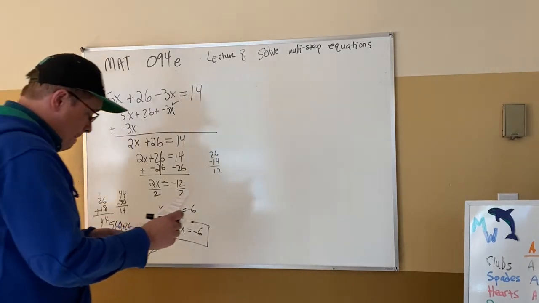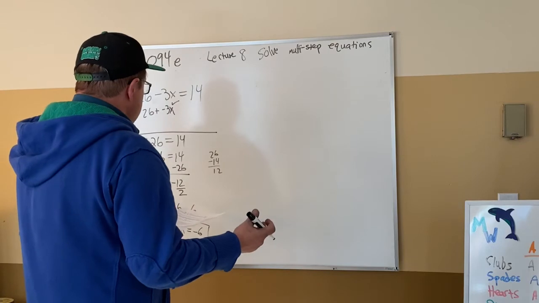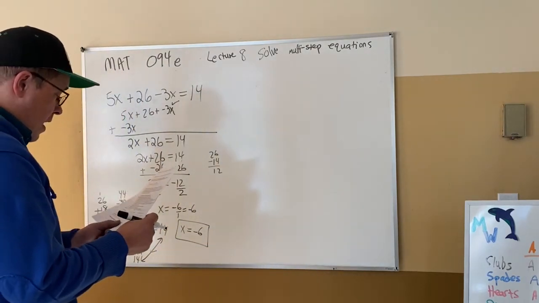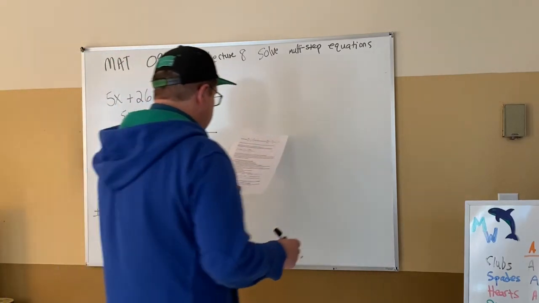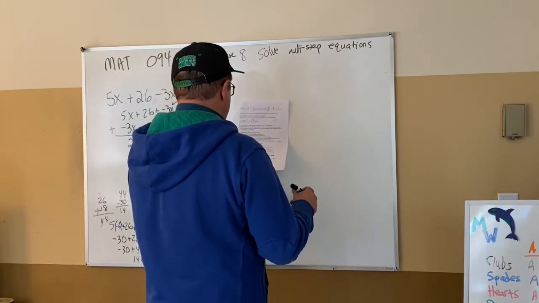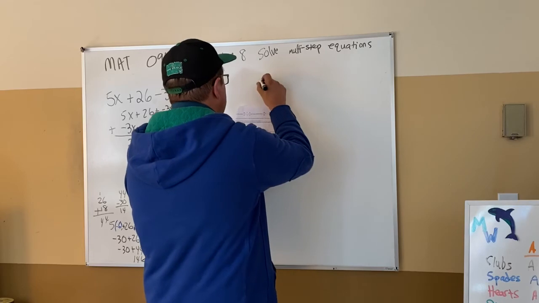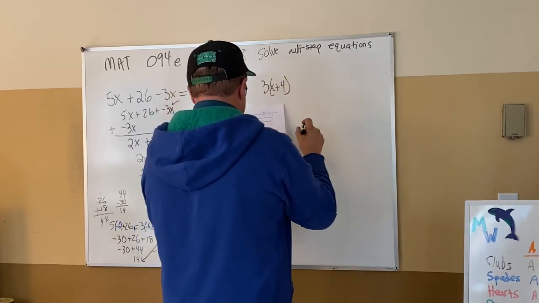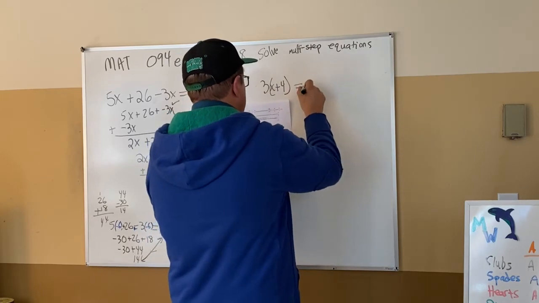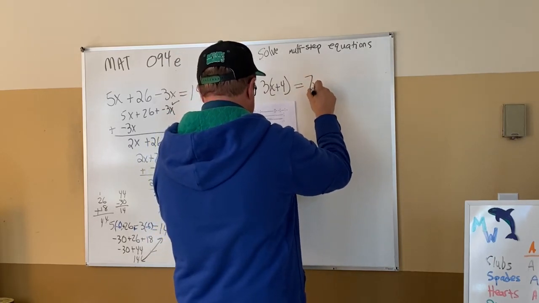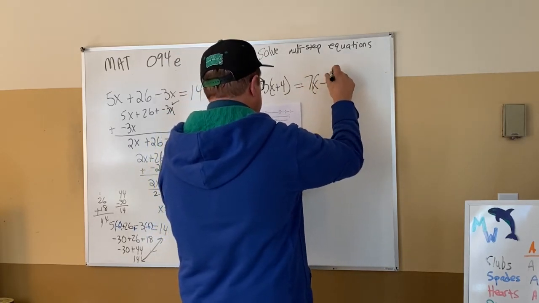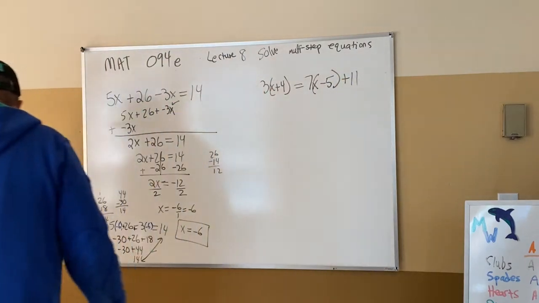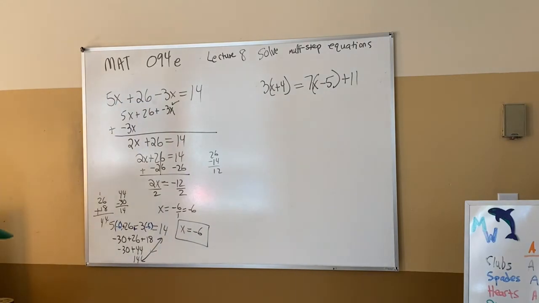Now, this next one has everything that we can go with. I'm going to go with 3 times x plus 4 equals 7 times x minus 5 plus 11. And they can get more extensive, but this uses everything.